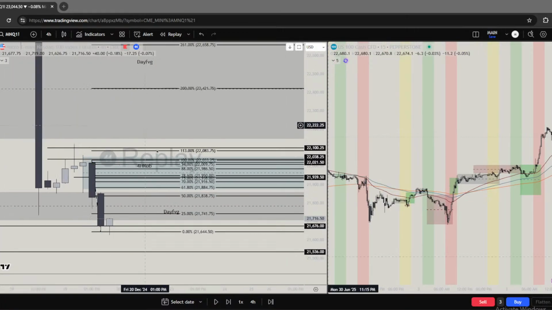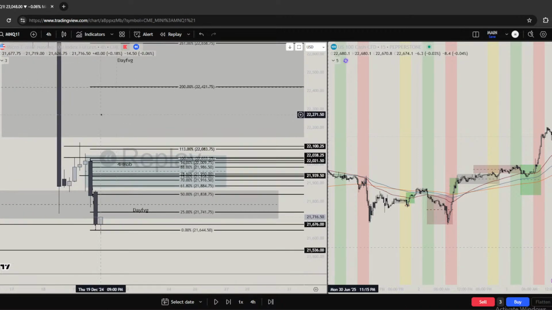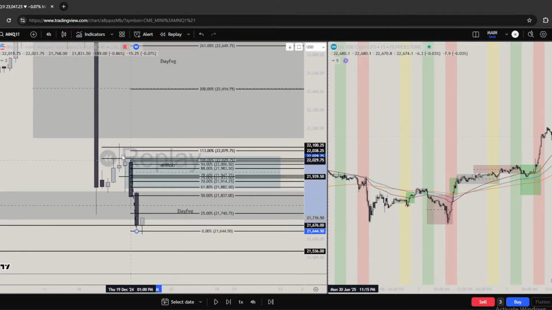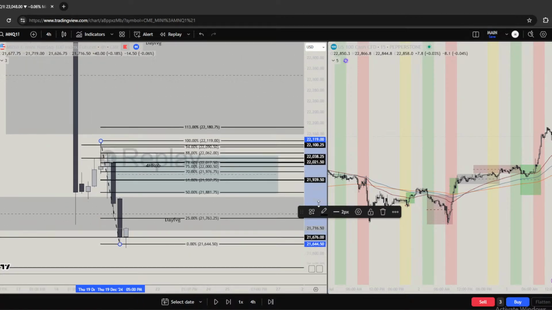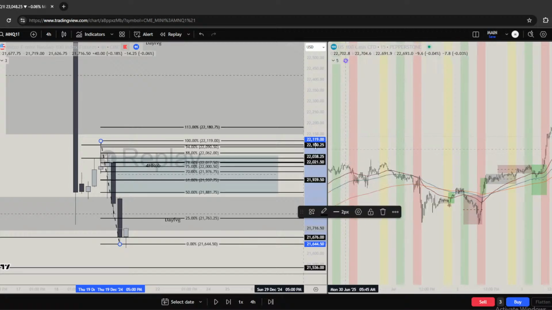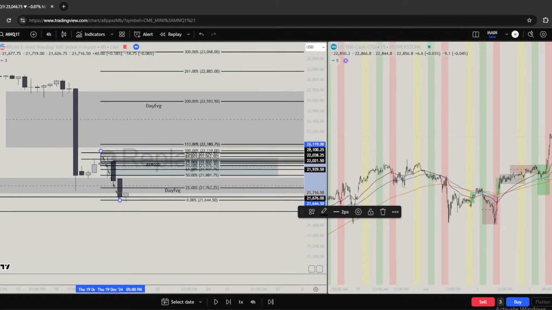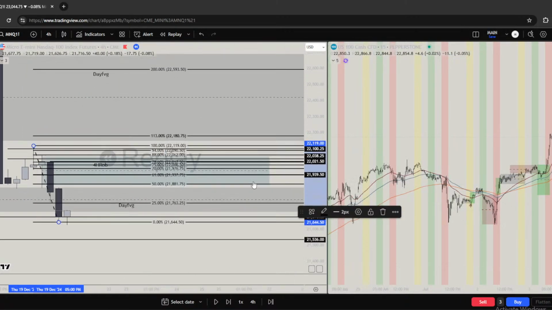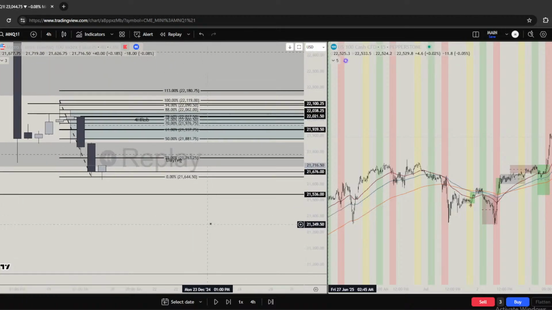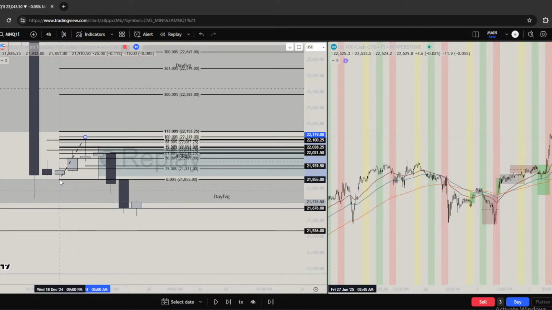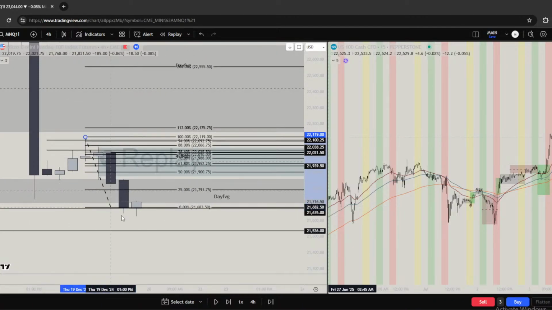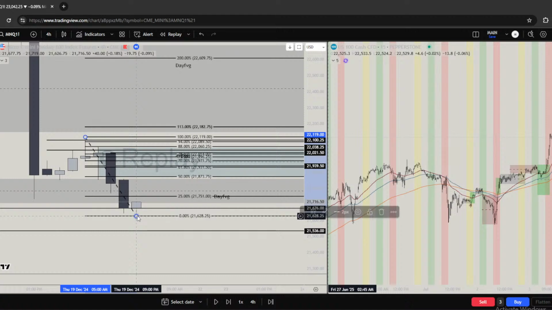Yep, I need price to go higher. Alright, let's just see what price wants to do. Hold on. Yeah, these might be the real take profits here. 50.